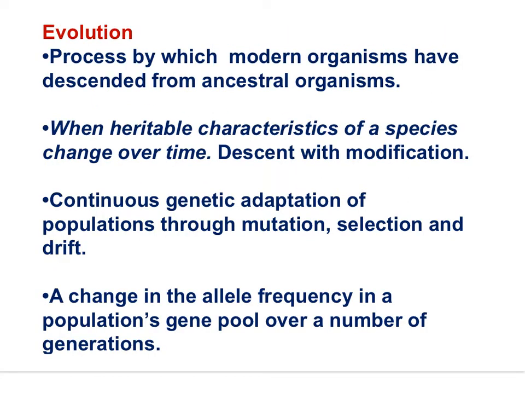Here are 4 definitions of the term evolution: process by which modern organisms have descended from ancestral organisms; when heritable characteristics of a species change over time, in other words, descent with modification; continuous genetic adaptation of populations through mutation, selection, and drift; and a change in the allele frequency in a population's gene pool over a number of generations. Work to understand each of these definitions and be able to recall 2 of them clearly. Ask questions in class as need be.